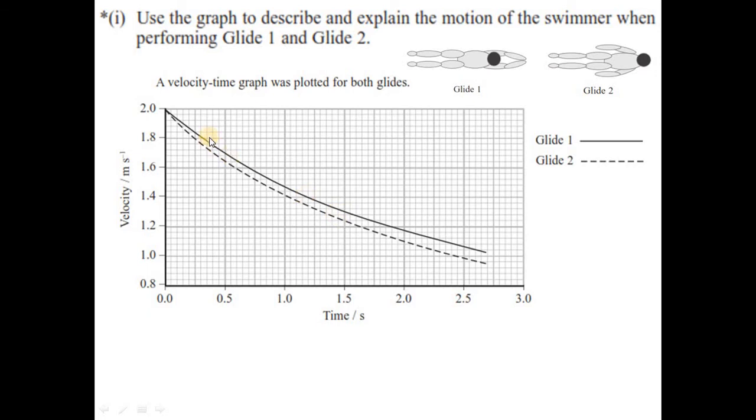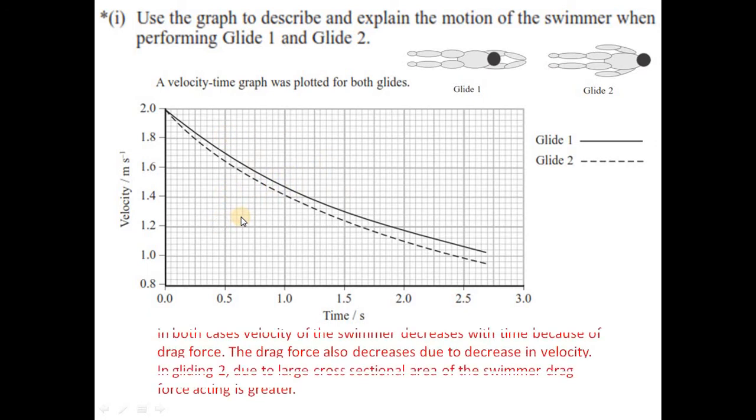As time passes, due to the decrease in velocity, drag force also decreases. Moreover, because of the large cross-sectional area during the performance of glide 2, swimmers will experience greater drag force. So the rate of decrease of velocity during glide 2 will be greater than glide 1. So you can summarize all these points as this. In both cases, velocity of the swimmer.